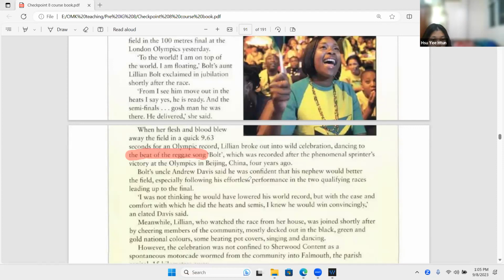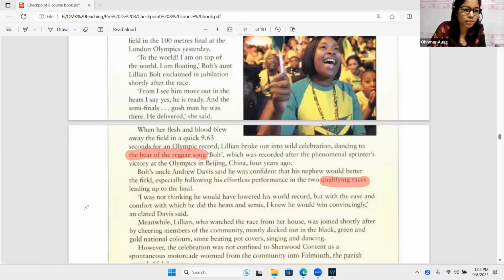Paul's uncle, Andrew Davis, said he was confident that his nephew would better the field, especially following his effortless performance in the two qualifying races leading up to the final. Here, qualifying races. You could say qualifying races. It is nice. And next one, Dilita, are you ready?